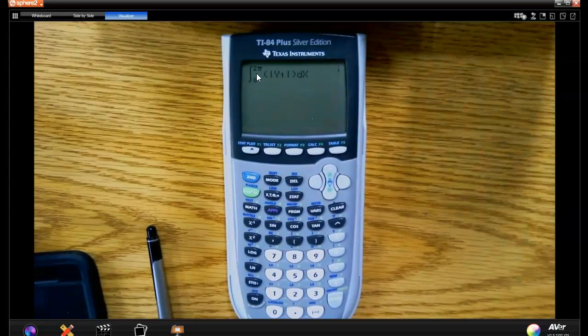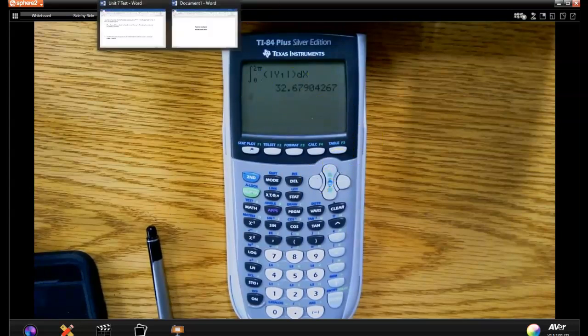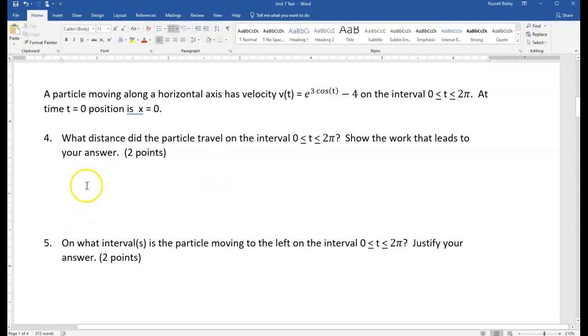And getting the correct answer in the calculator would have been your second point. And anytime you have absolute value, it takes the calculator a little while, but there it is. 32.679. Let's go and check out the next question now.